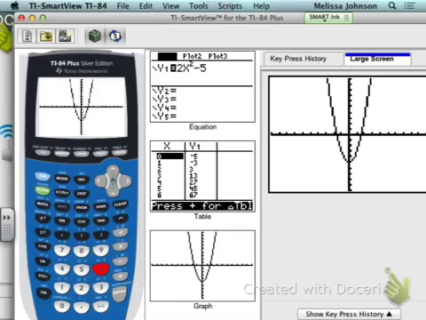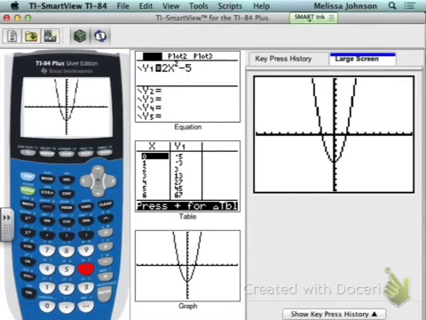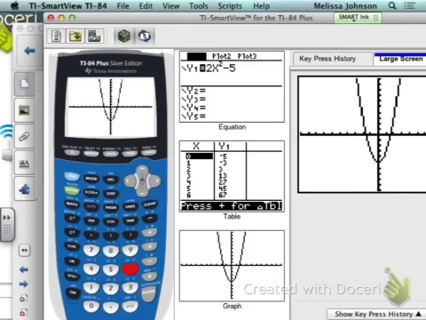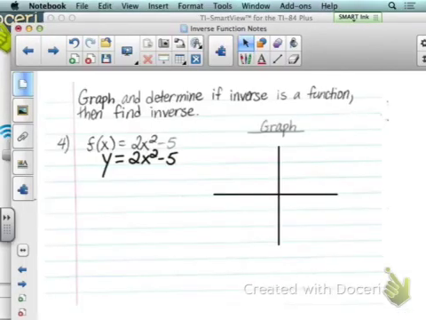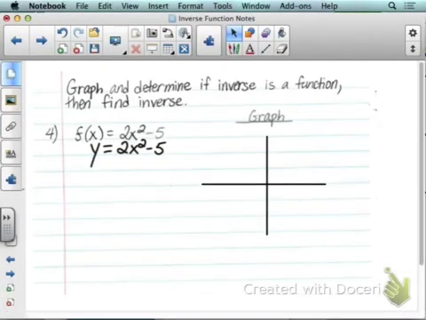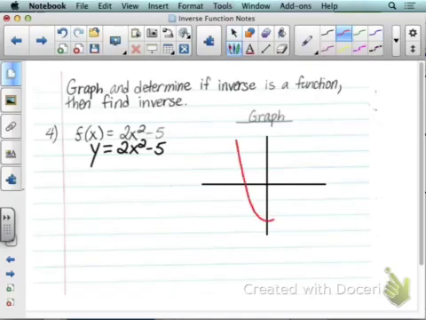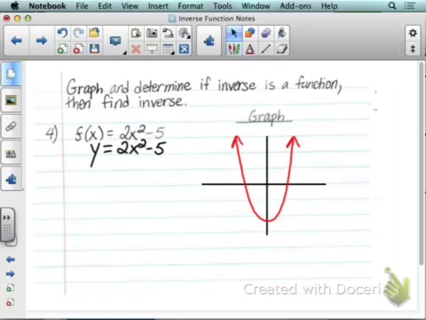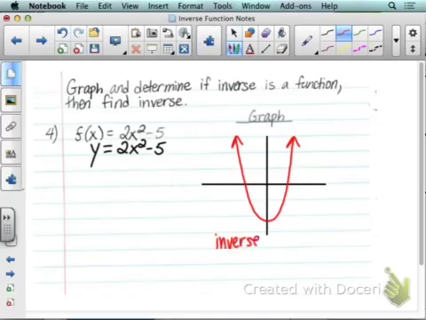So I'm going to move back to my screen. Do a quick sketch. Let's use a different color. Now, using that horizontal line test, this inverse would not be a function. So the inverse is not a function.